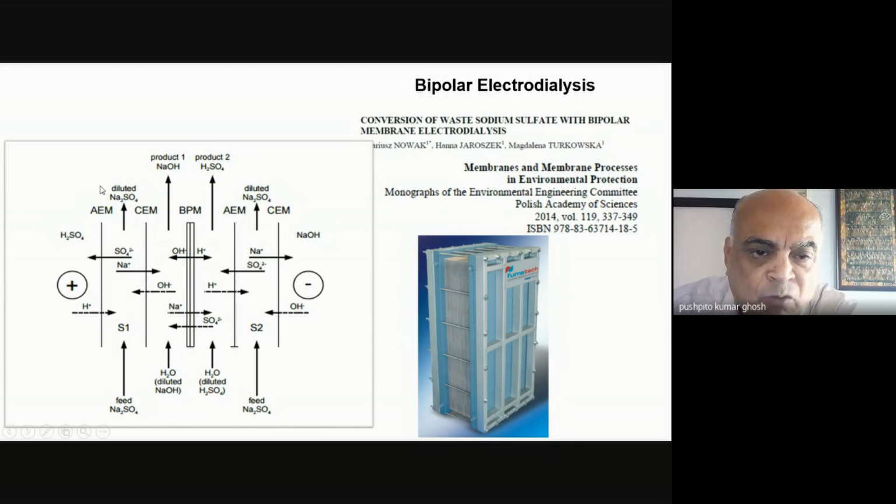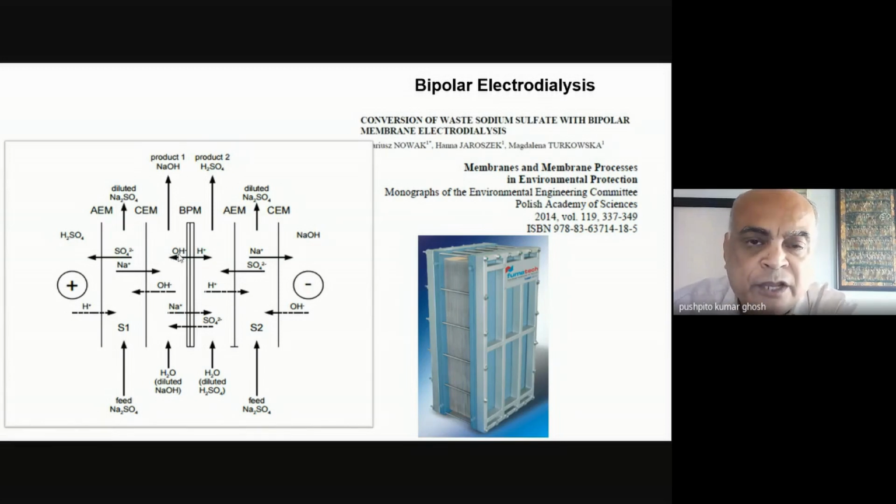This membrane, what it does is that in the presence of an electric field, it can take water and split it up into OH minus and H plus. And because this part is a cation exchange membrane, only the H plus can migrate through this membrane and come to this side. And the OH minus, which was formed, passes through the anion exchange membrane. This is a sandwich of anion and cation exchange membrane. And it goes to this side, on the left-hand side, OH minus.